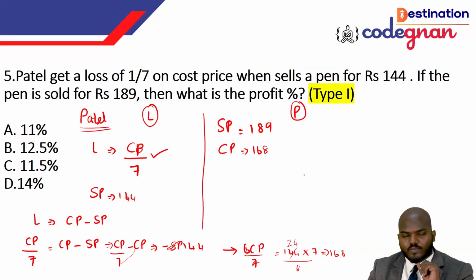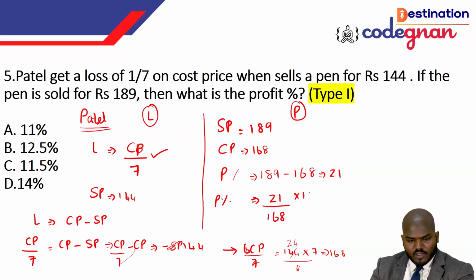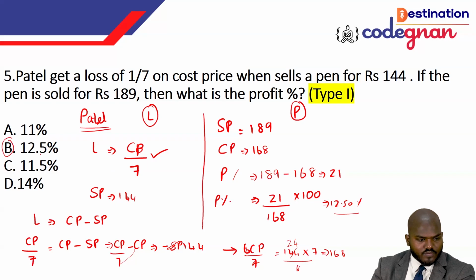Now you have the cost price, and you got the percentage. Now you just want to find the profit percentage. First, profit is equal to what? SP minus CP. SP is equal to 189, so 189 minus 168 gives you 21. Now you want to find the profit percentage: 21 by 168 times 100 gives you 12.50 percent. So option B is the correct answer to the question.